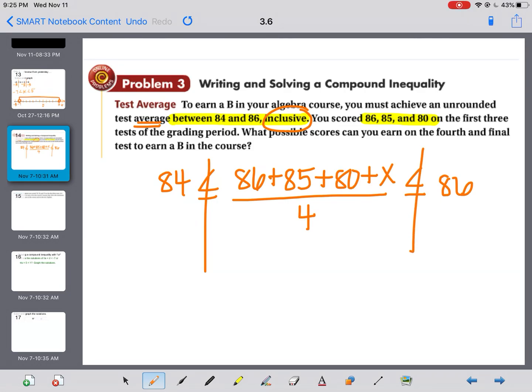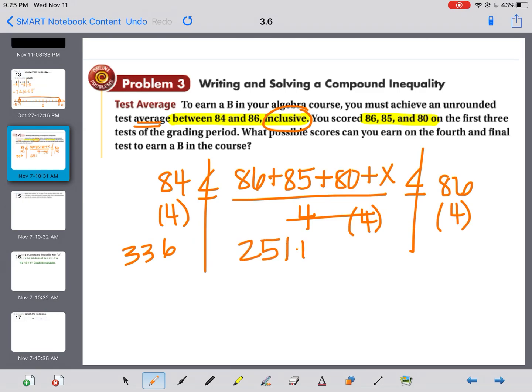All right, so the first thing that I would do is try to get that 4 off the bottom, because we don't want a fraction. That just complicates things. I'm going to do the all-in-one method, so I'm going to multiply by 4 to get rid of that in each part. 84 times 4 is 336. On this side, it just gets rid of my 4's. And I'm going to add these all up on top so I can shorten this up a little bit.